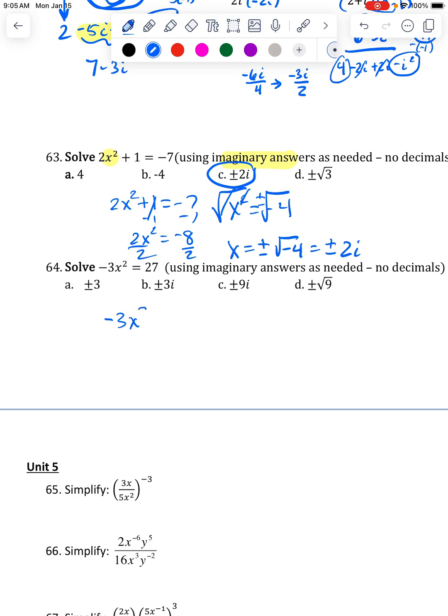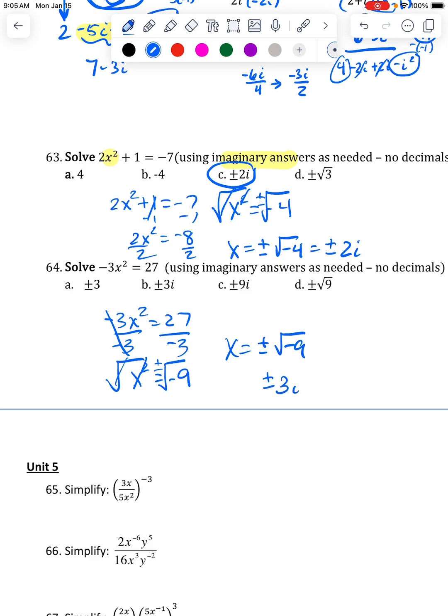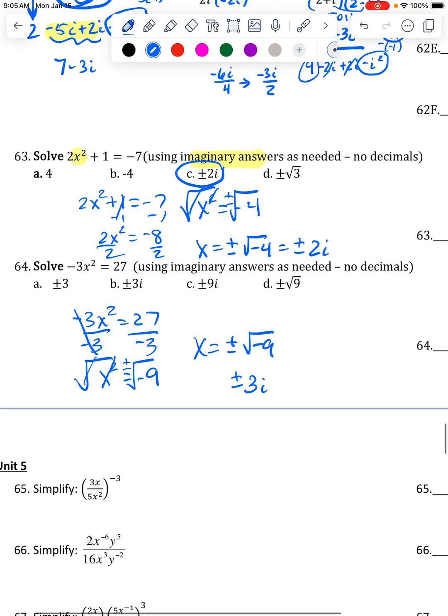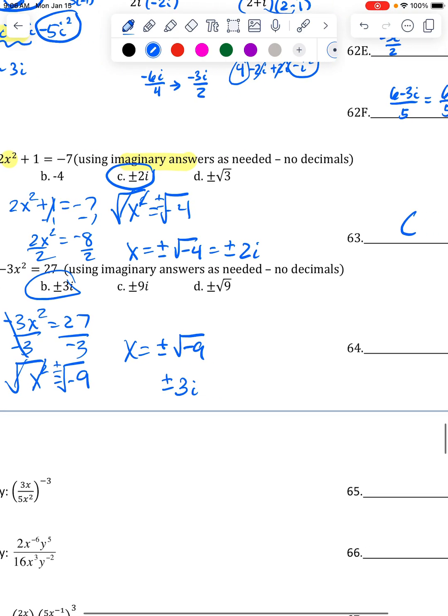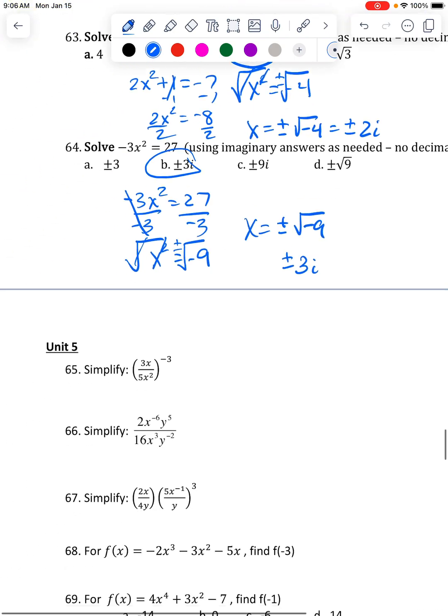Same process here, except I don't have as many steps. I'm just going to divide by a negative. I end up with x squared equals negative 9. So when I go to do my square root here, x is going to equal plus or minus the square root of 9. And that's going to be a 3 and then the i because of that negative underneath there. So I end up with choice B.